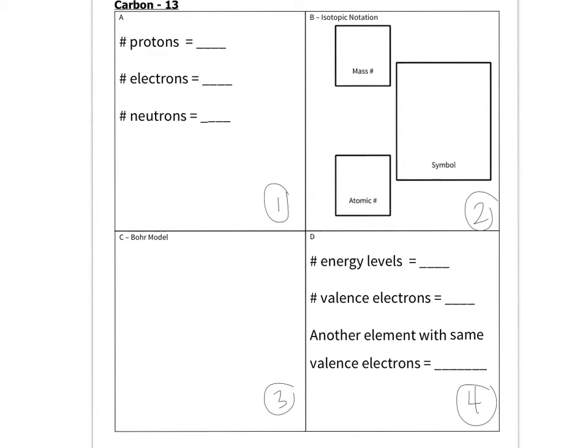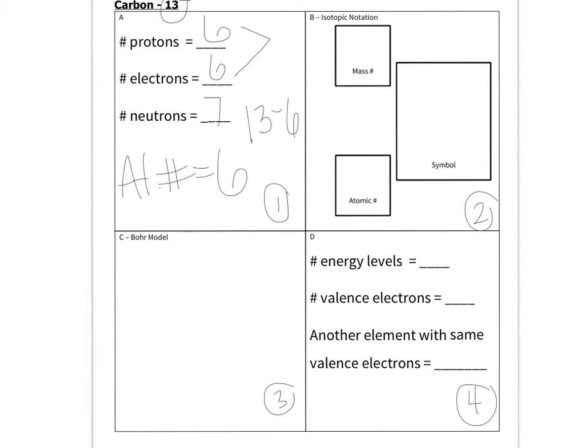Our first example is carbon 13. We know that the atomic number of carbon is 6. That means it has 6 protons. Our foldable also tells us that the protons and electrons are equal because this atom is neutral. And in order to get the neutrons, we take the mass number, which is 13, the number after the dash, subtract the protons. 13 minus 6, we have 7 neutrons.